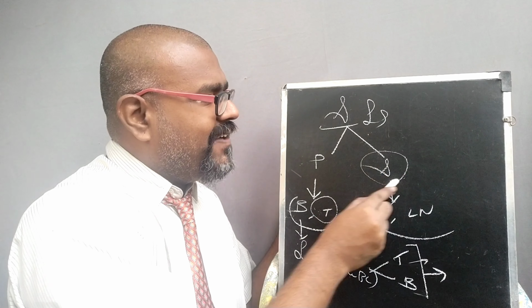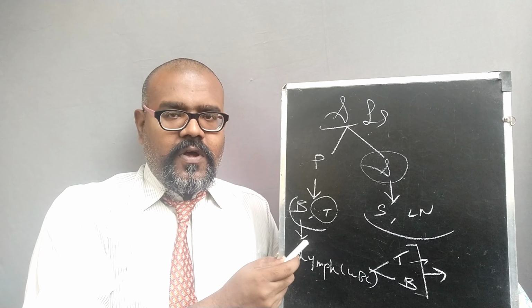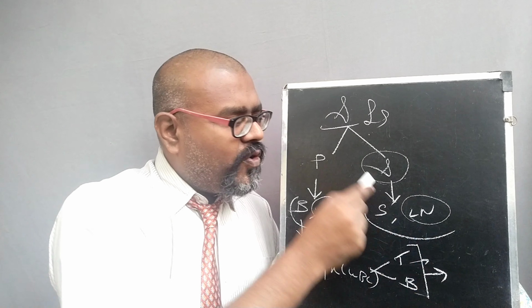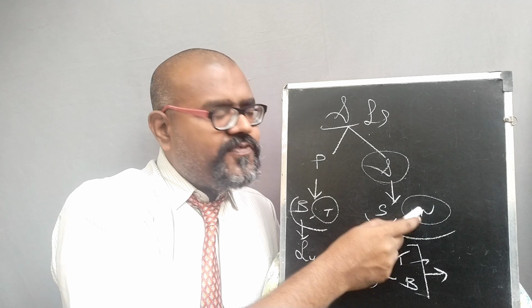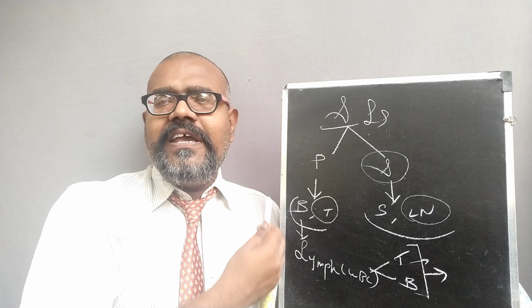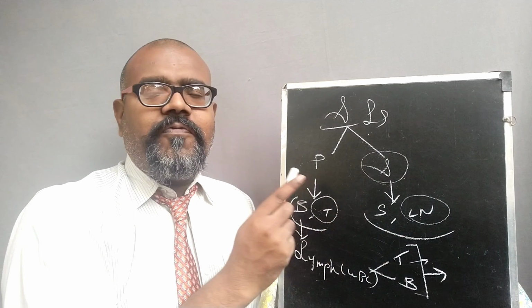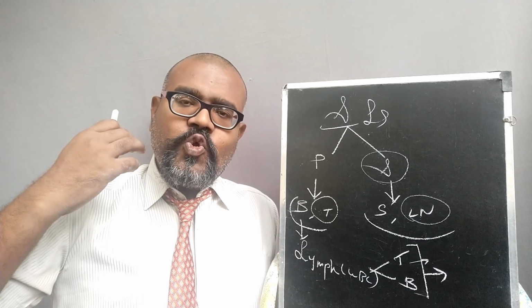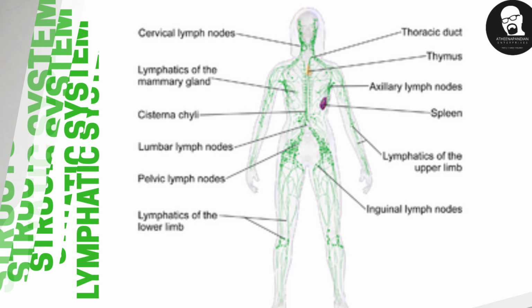Then the secondary lymphoid organs are the spleen and the lymph nodes. Of course, the lymph node system is just like blood vessels. It consists of many lymph vessels that connect all the limbs all over the body. That is the main job of the lymph node. Through this, the lymph will travel all over the body.